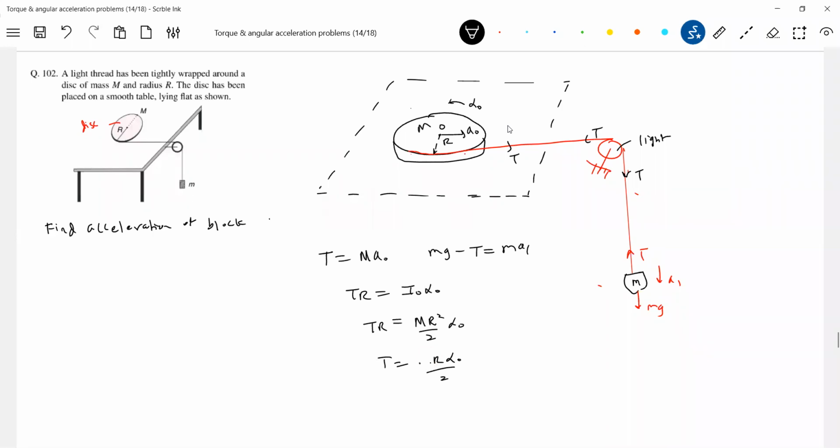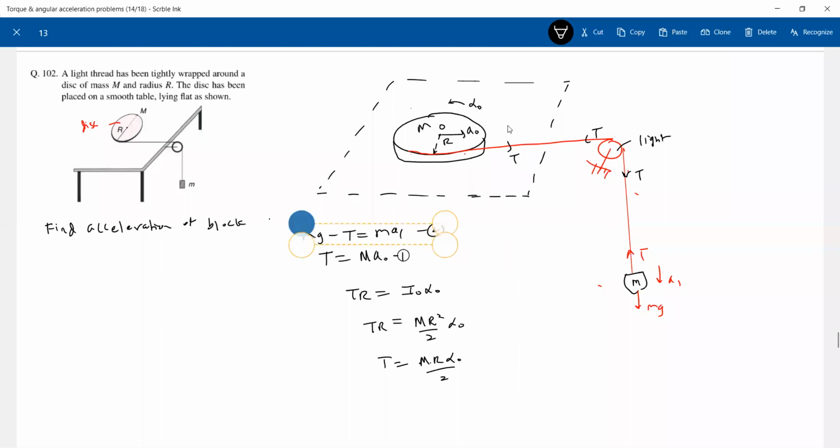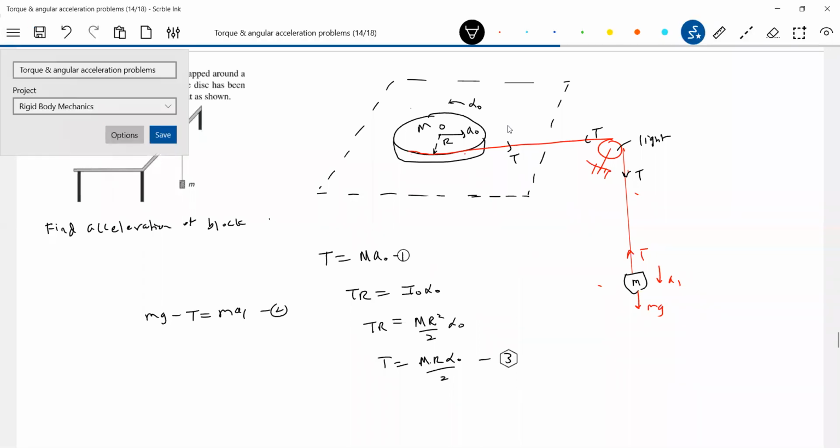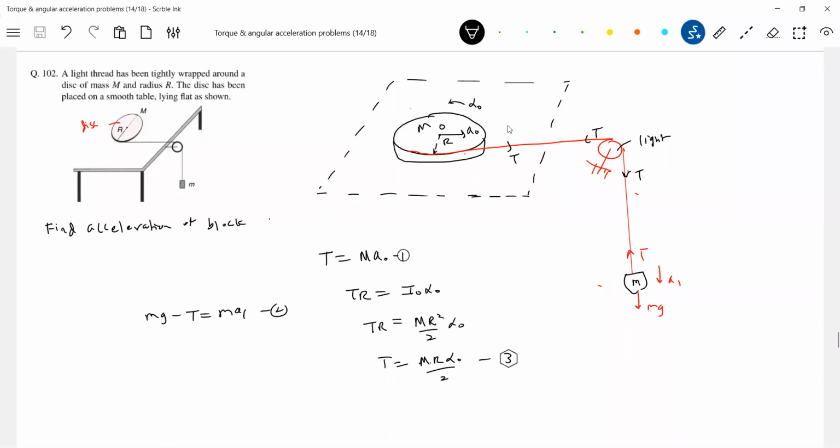I think you can easily solve the rest of the equations. How many unknowns are there? Let's count the unknowns: a1, a naught, T and alpha naught. And what are the equations? Equation 1, equation 2, then equation 3. We need one more, no? Tell me from where I should bring one more.